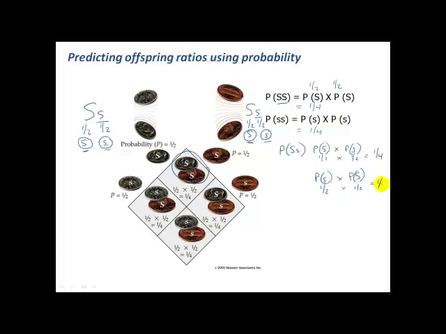1 out of 4. And because there are 2 possible ways that could happen, we add those together and we get 2 out of 4, or 1/2 of our offspring that we expect to be heterozygous, and here they are, right? 2 different ways for that outcome to happen.